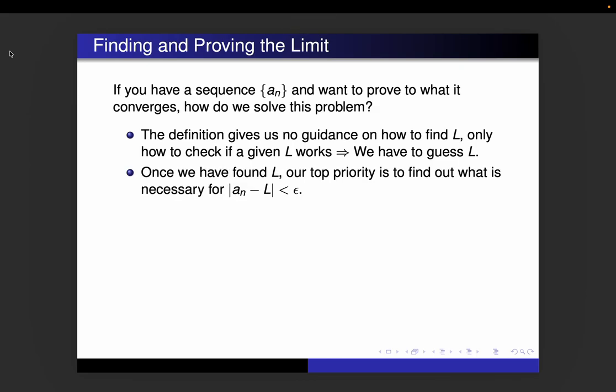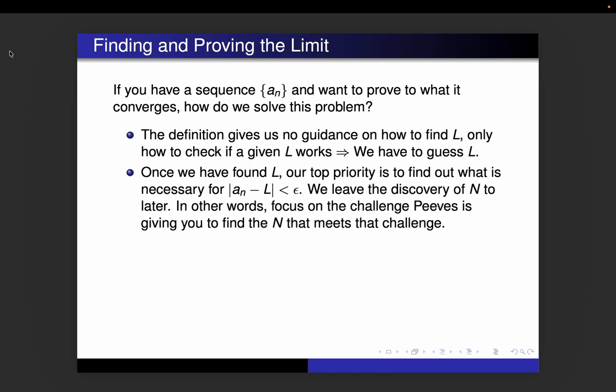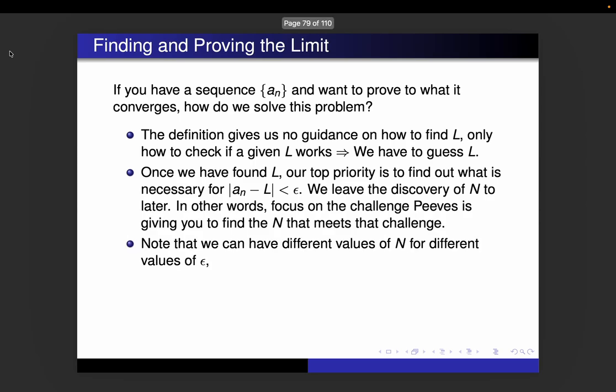Now, once we have found our L, or at least given a guess, our priority is to find out what we have to make happen in order for the absolute value of a sub n minus L to be less than epsilon. Our focus is going to be on, we need to meet Peeves' standard, his epsilon. And then we use that to figure out what our big N is going to be. So focus on the challenge Peeves is giving you, and find the big N that meets that challenge.